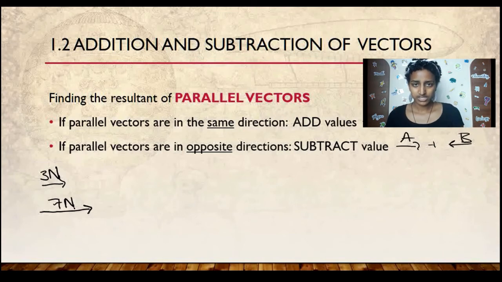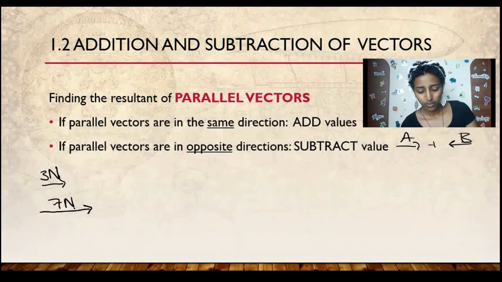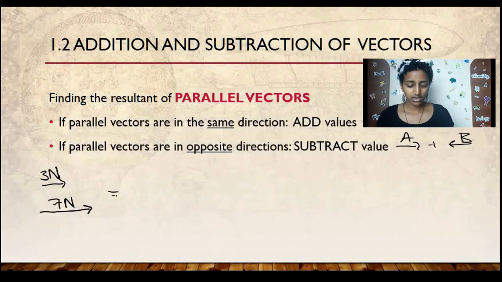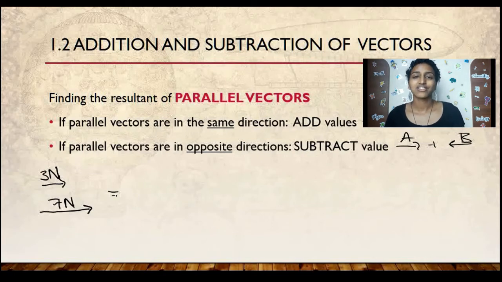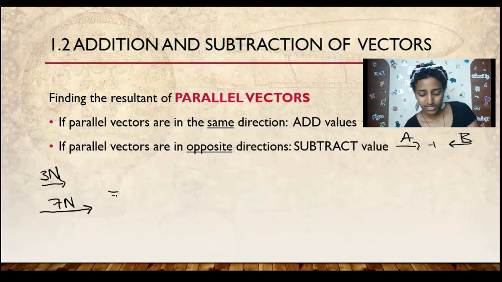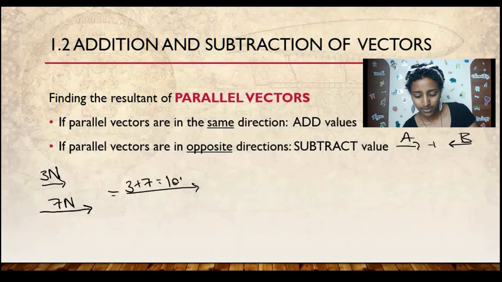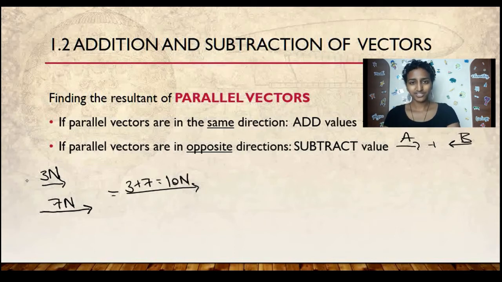To add these two vectors and find the resultant would require us to first decide, are these two vectors parallel? Yes, they're parallel. They don't look parallel, but they are parallel. Are these two vectors in the same direction? Yes. So all we have to do is add the values. The resultant vector, a much longer vector because we're adding two vectors together, would simply be 3 plus 7, 10 Newton. And that's it. We have found our first resultant vector.